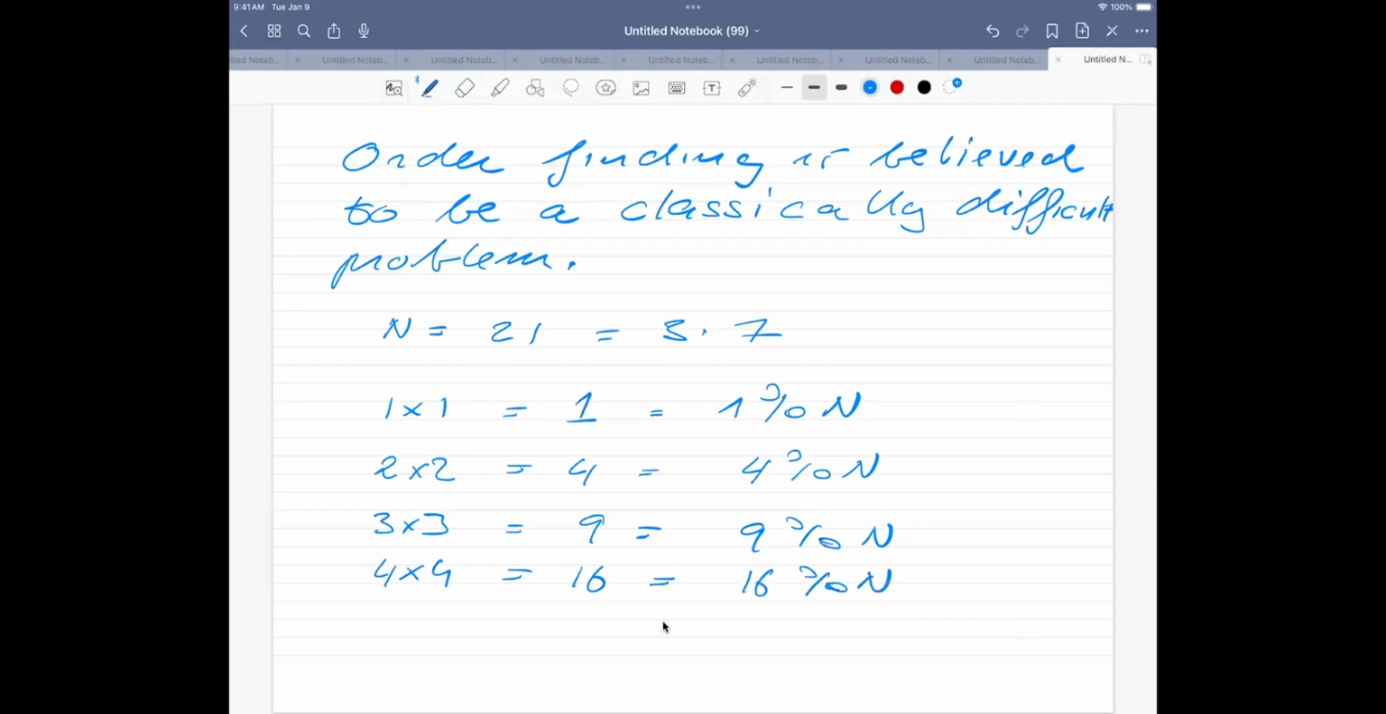But then I have 5 times 5, which is equal to 25. This is actually equal to, I think it's 4, yeah, 4 modulus n. And this continues till we get to 8 times 8, which is 64, and that is equal to 1 modulus n. So this is an example which I took from Hunt's text.